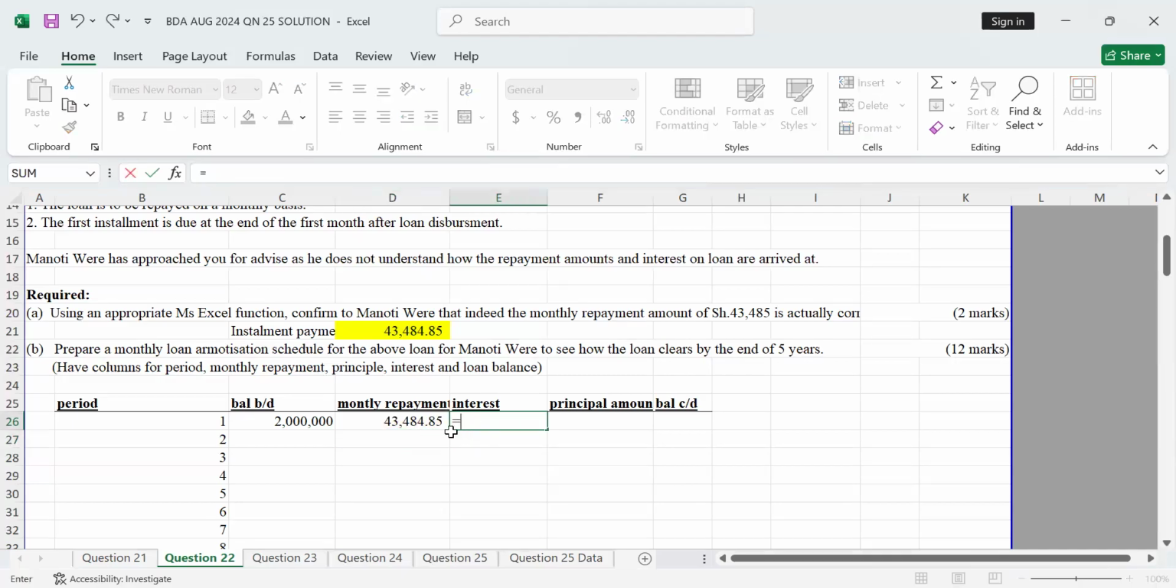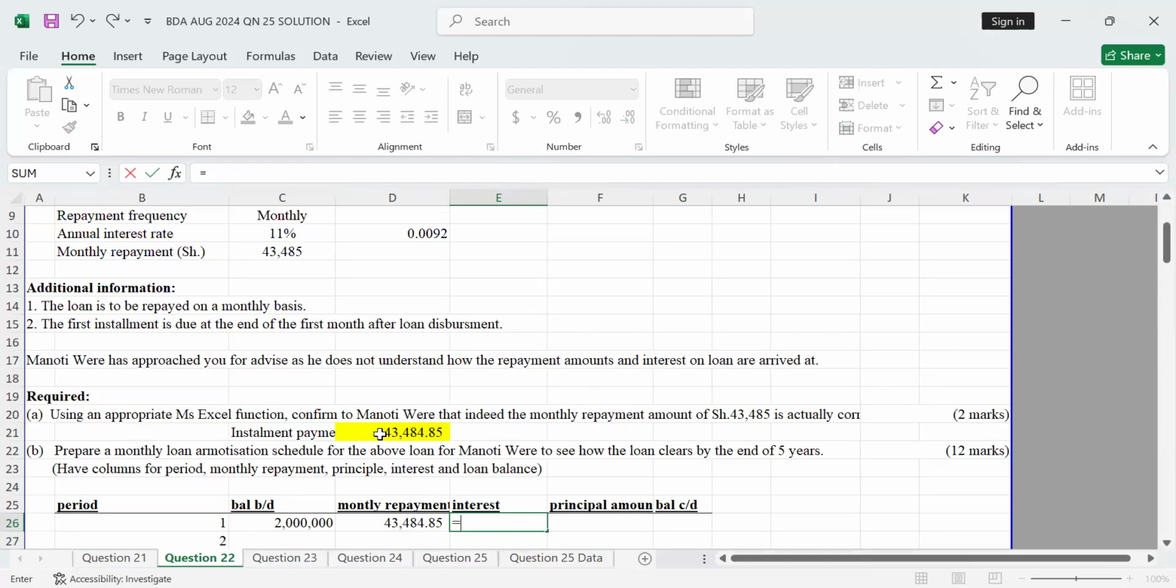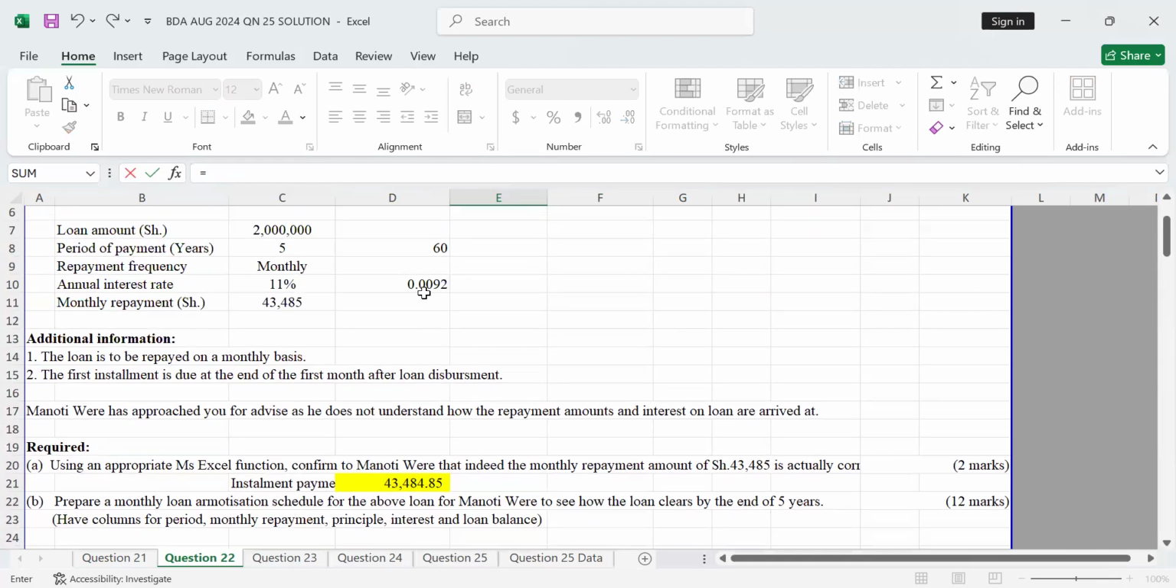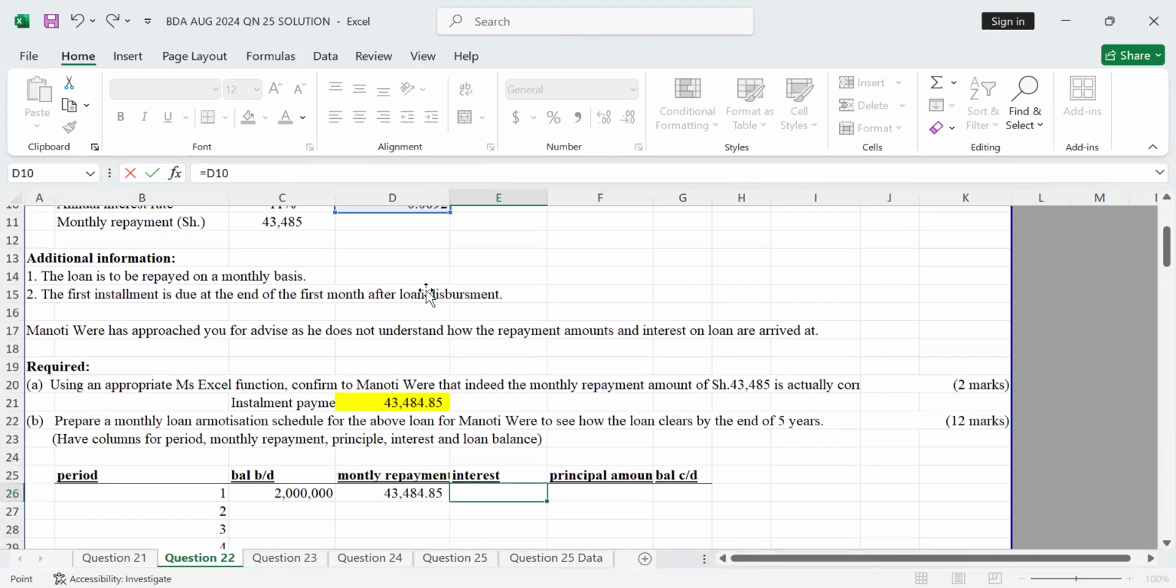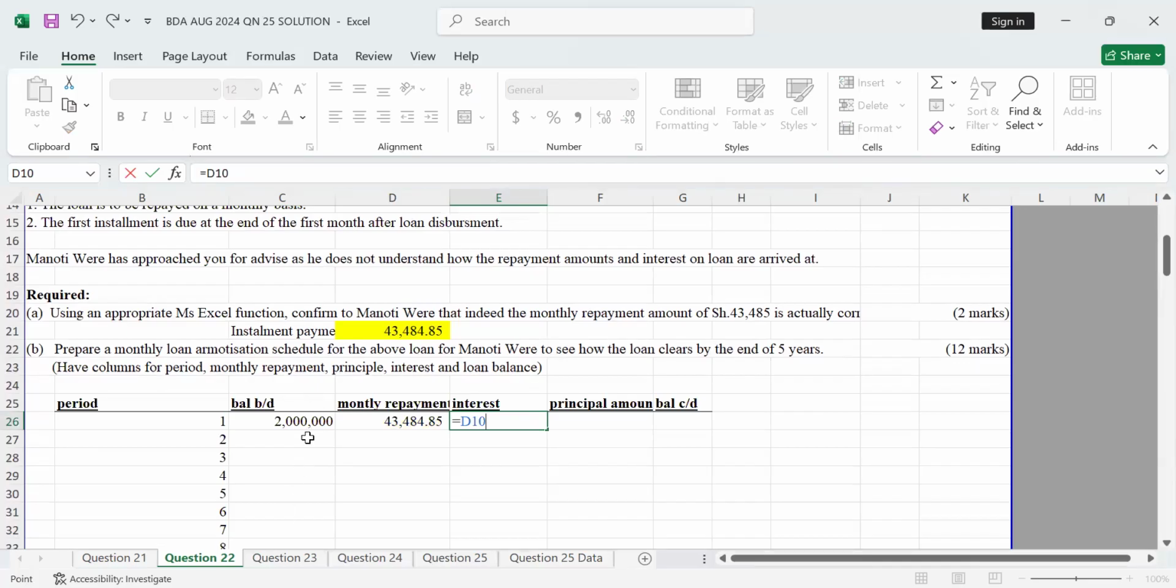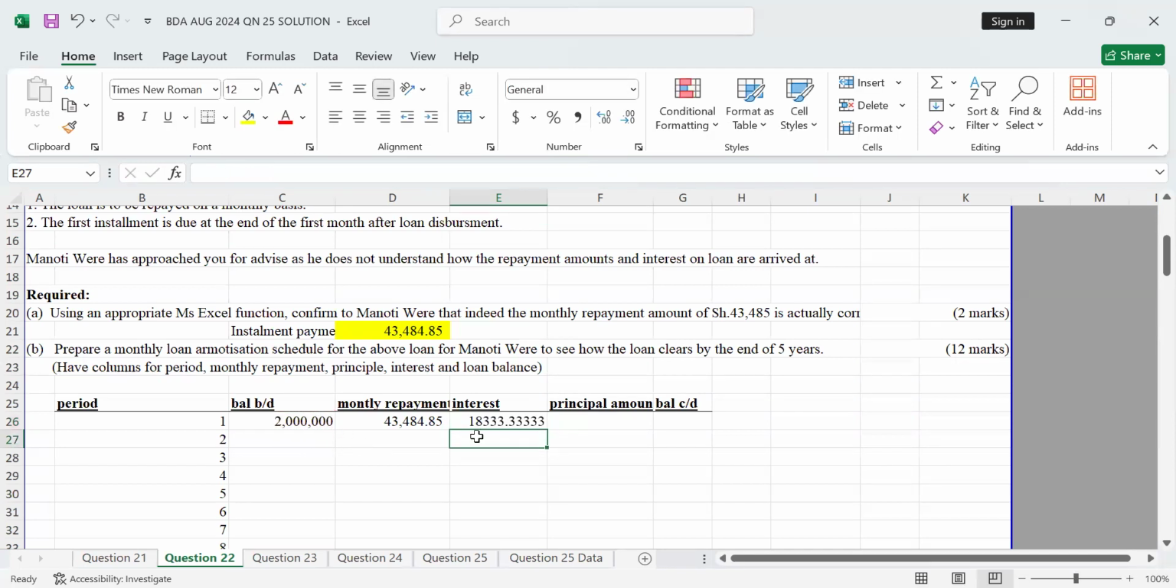Then we get the interest. Interest should be this rate here, and since we'll be multiplying it by the amount at the start, you also fix the rate with F4. You multiply by the amount as at the start, that is the balance brought down.